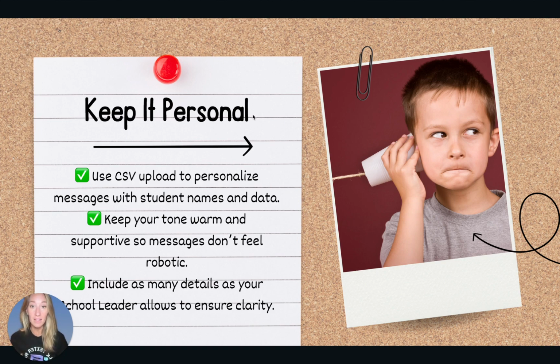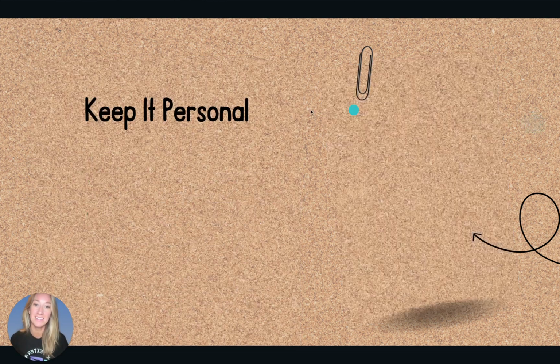Lastly, include as many details as your school leader allows to ensure clarity. The more specific you can be, like mentioning due dates or course name, is less likely to get you flooded with those follow-up questions of what course is this for? What teacher are you? What assignment are you talking about? Keeping it personal and clear helps create stronger connection with students and your parents.